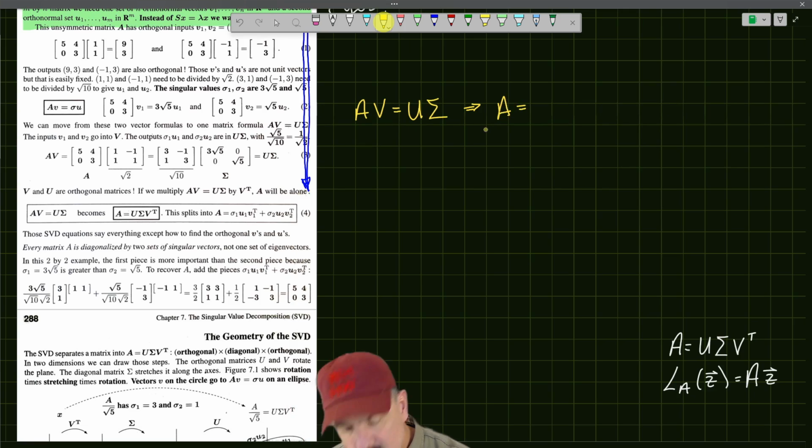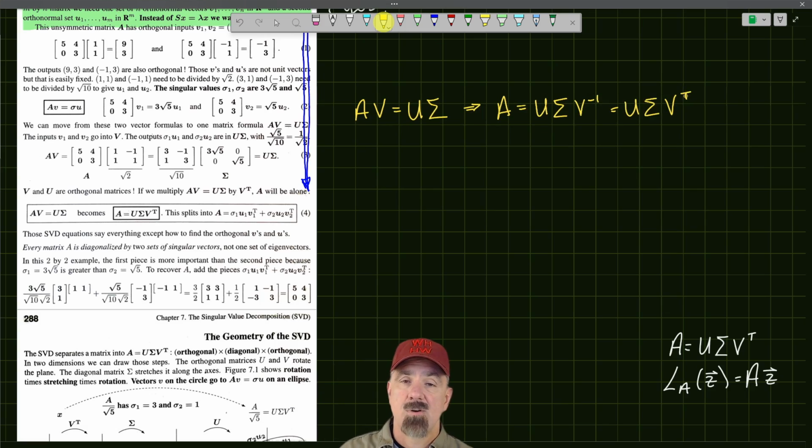A is equal to V times V inverse, which is, of course, the identity matrix. So we just have the A left, U sigma V inverse. But that's just U sigma V transpose. The inverse is the transpose for V as well as U because they're both orthogonal matrices.